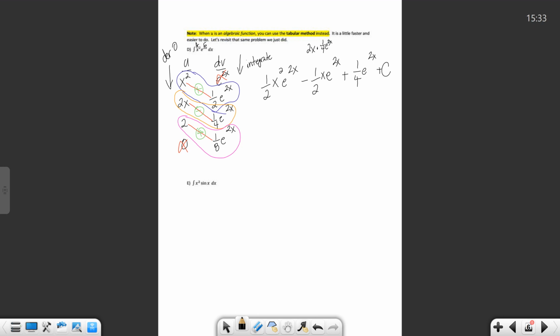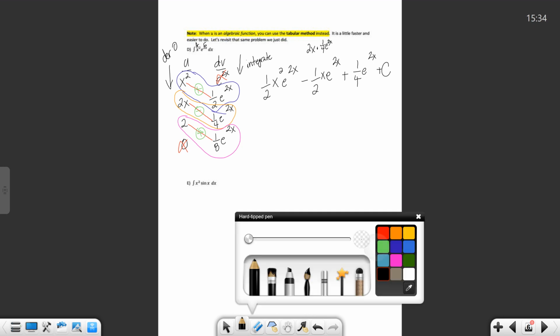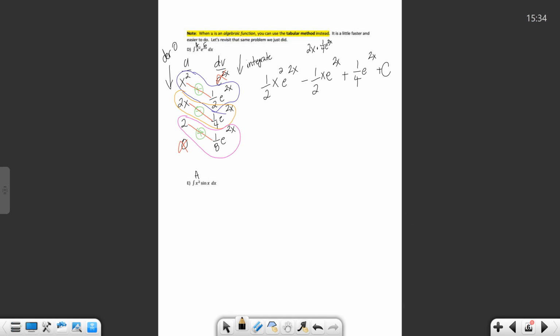Alright, let's try another one. Let's look at E, and we'll do this one with the tabular method too, because when I look at my two functions, I've got an algebraic function and a trig function. Okay, so LIATE, the A comes first, so u in this case would be x squared. Then dv is sine x.